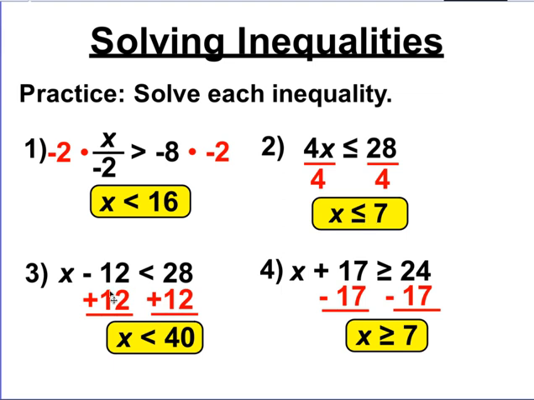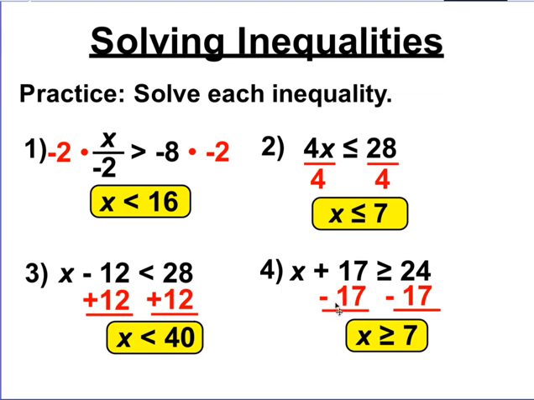Okay, third problem is a subtraction problem, so you have to add 12 on both sides. There is no sign change rule when you add or subtract, so the sign will always stay the same if you add or subtract. So here you're just doing 28 plus 12 to get 40 on this side. And the 12s cancel out or undo each other on this side, so you're left with x, and x is less than 40.